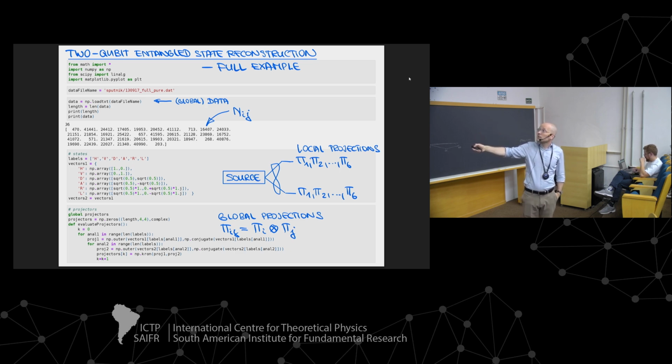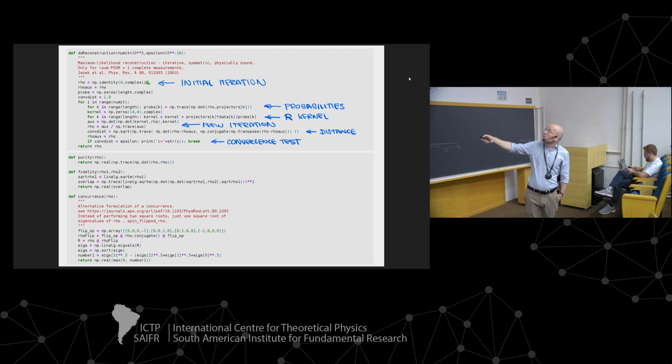Okay, we now define the states and the projectors which we are measuring. So we're measuring states, horizontal, vertical, diagonal, antidiagonal, right and left-handed circular polarization. We are measuring the projective measurement associated with these states, and all the combinations which are like this. So separable projections, HH, HV, HD, and so on to LL.